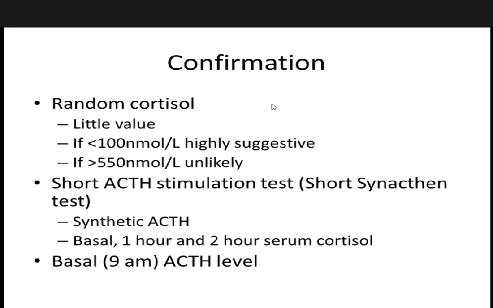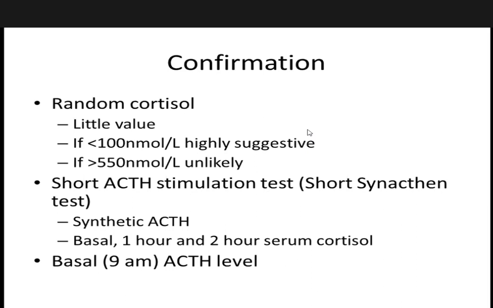So that is again, now in your setup, if you are asked to answer an SBA type of question, there is no place for random cortisol, right? Basically, the investigation you have to suggest is the short ACTH stimulation test. So that is again called the short synacthen test, right? Here you use synthetic ACTH.